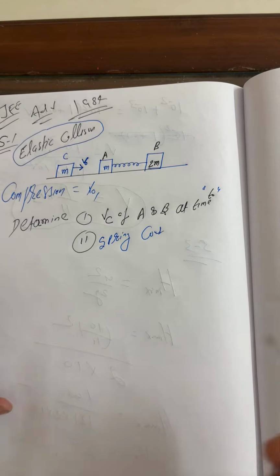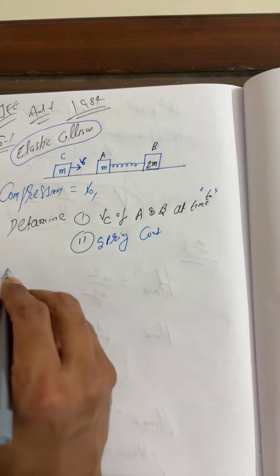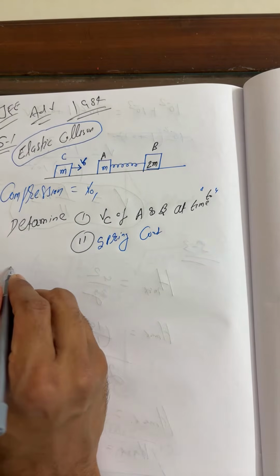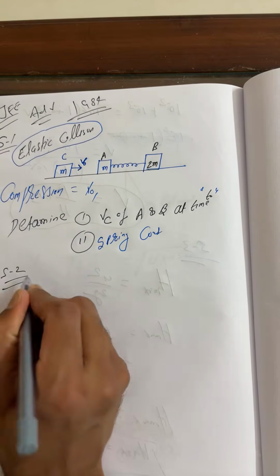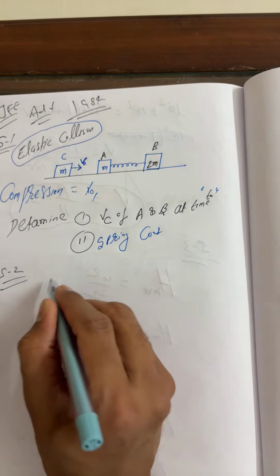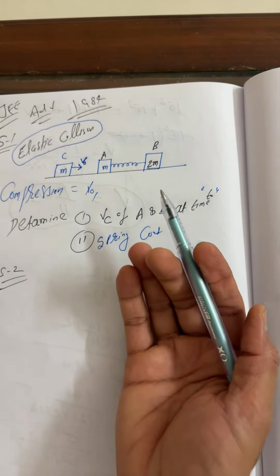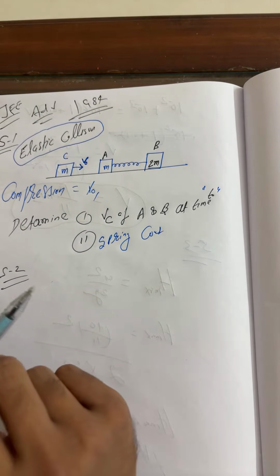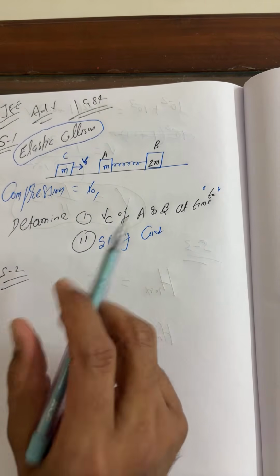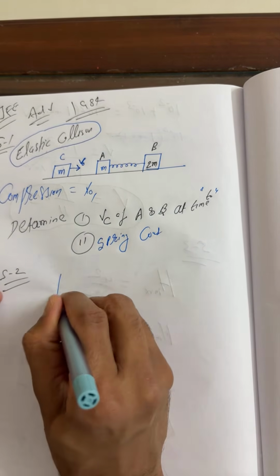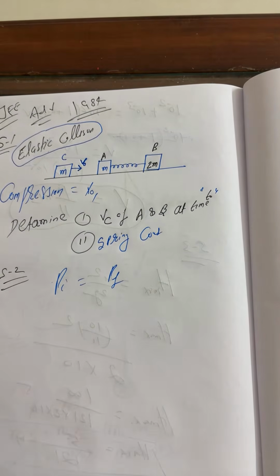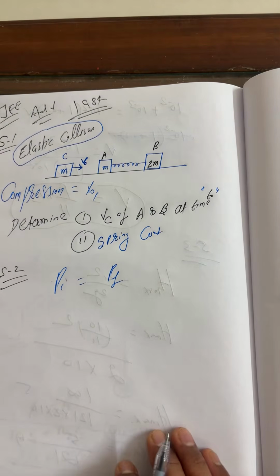First we'll go through the first part. We have to find the common velocity. That is pretty easy, students. In step 2, because the collision is elastic, you can think about momentum conservation first. You can write P initial is equal to P final.